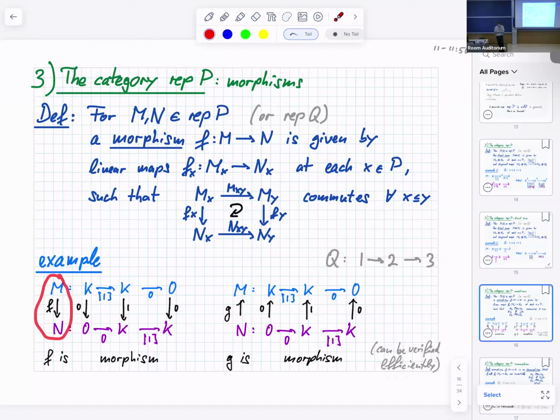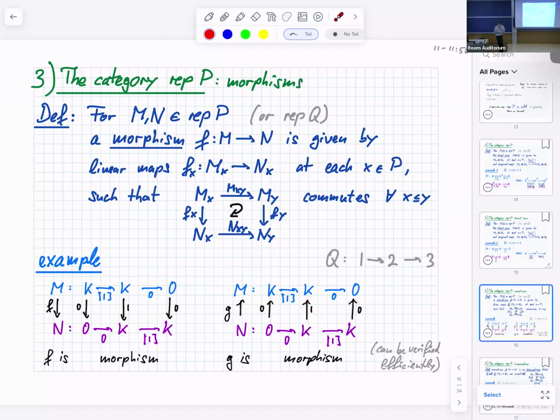A map from M to N is given by maps component-wise, so from K to 0, from K to K, and from 0 to K. At every component, I get a map of the vector spaces. And the map from K to 0 is the 0 map. I have no choice. The map from K to K, well, I can choose any parameter. I choose the parameter 1. And the map from 0 is the 0 map. This is the only choice. And G goes the other way around. So I have the 0 map here, I have the identity, I have the 0 map here.